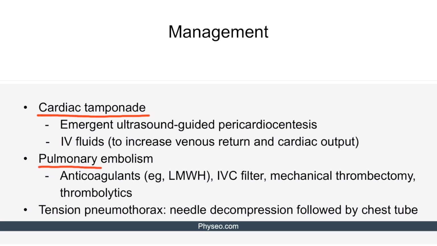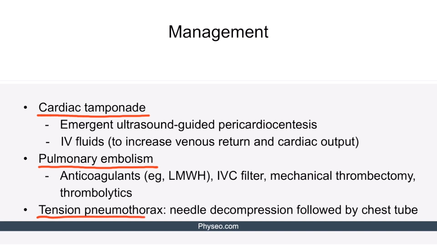Now, management of pulmonary embolism is complex, and it typically includes anticoagulants like low molecular weight heparin, and sometimes, if this patient's had many PEs or they have a contraindication to anticoagulants, then you can place an inferior vena cava filter, and sometimes mechanical thrombectomy is used, and sometimes thrombolytics are used. And the treatment choice depends on the patient's comorbidities and the presence of any contraindications to anticoagulation. Either way, you're trying to break up that clot and prevent future clots.